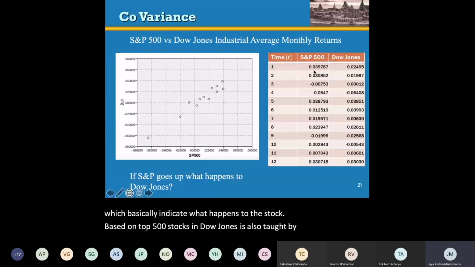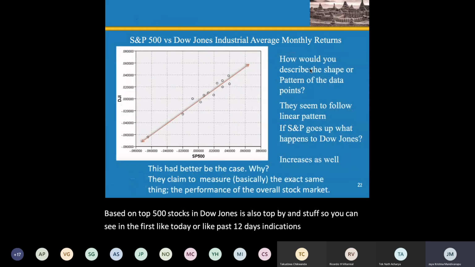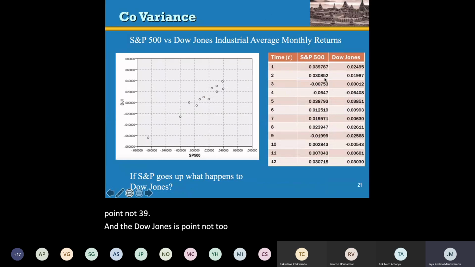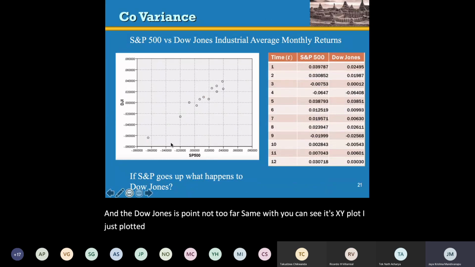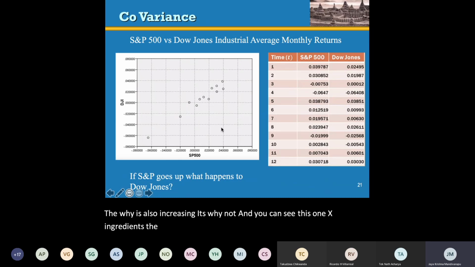So you can see in the first, like today or the past 12 days indications, the S&P is 0.039 and the Dow Jones is 0.024. Same with, you can see it's an XY plot. I just plotted XY. And you can see a clear indication whenever X increases, the Y is also increasing. X increases, the Y is also increasing. Okay. So it's kind of having a linear relationship.